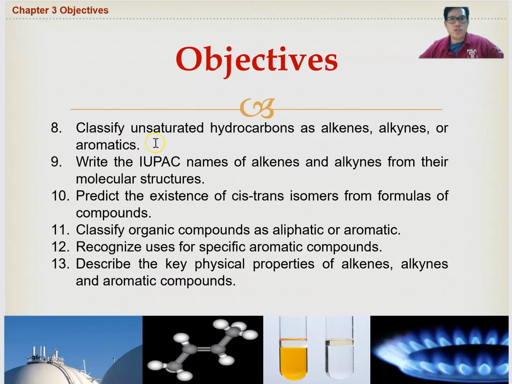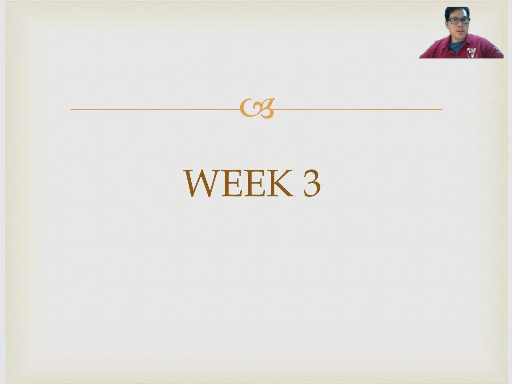Then classify the unsaturated hydrocarbon as alkene, alkyne, or aromatic. Write the IUPAC name for the alkenes and alkynes, the namings. Predict the existence of cis and trans isomers, and classify the organic compounds as aliphatic or aromatic. Aliphatic is straight chain, aromatic is the ring form. Recognize uses for specific aromatic compounds, and know the key physical properties of alkenes, alkynes, and aromatic compounds.